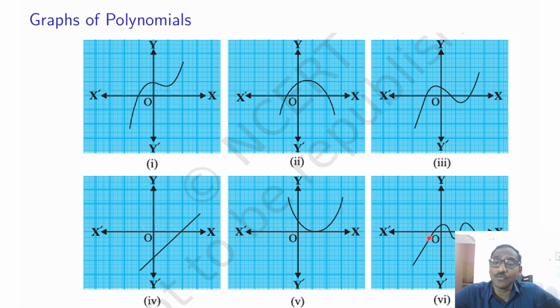Here see this graph: 1, 2, 3, 4. At 4 places the curve is intersecting. That's why we say the polynomial is having how many zeros? It is having 4 zeros because it is intersecting the x-axis at 4 points. We will go to the next slide.